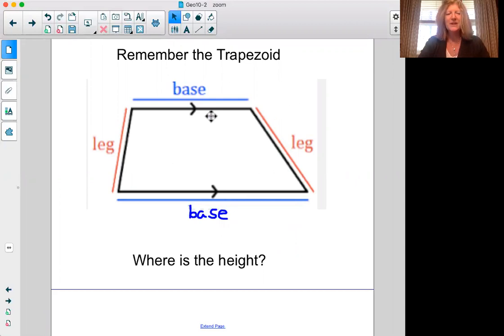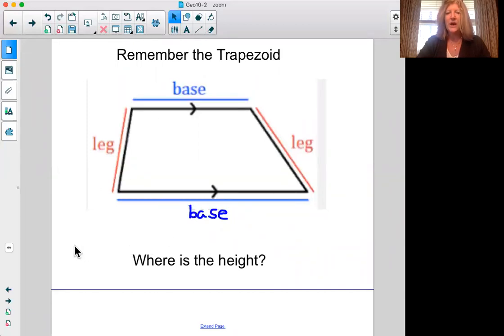So a trapezoid is a special quadrilateral that has just one pair of opposite sides parallel, and the sides that are not parallel are called the legs. And it's important to know which is which when I get to the formula in a minute.